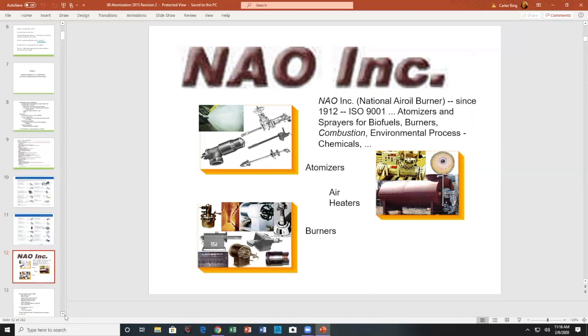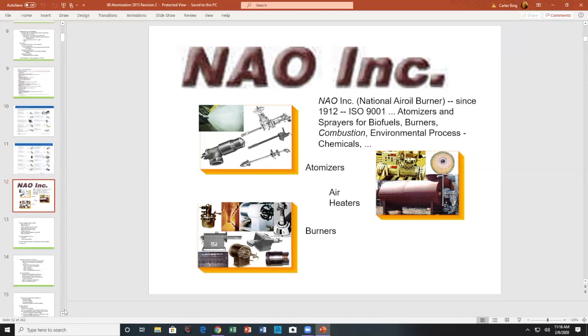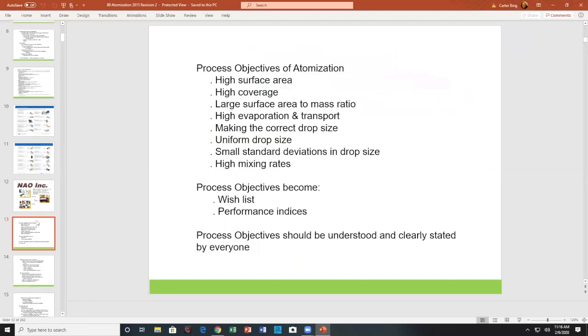So if we go on here. I always like to start out with various process objectives, and that way I can zero in on things that are important and things that aren't. You may be interested in high surface area, maybe high coverage. Just because you have high surface area of drops doesn't necessarily mean you'll have high coverage. Large area to mass ratios, get them real small, high evaporation and transport rates.